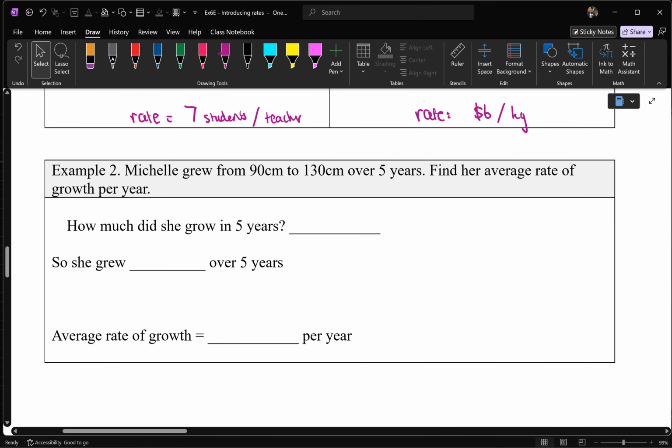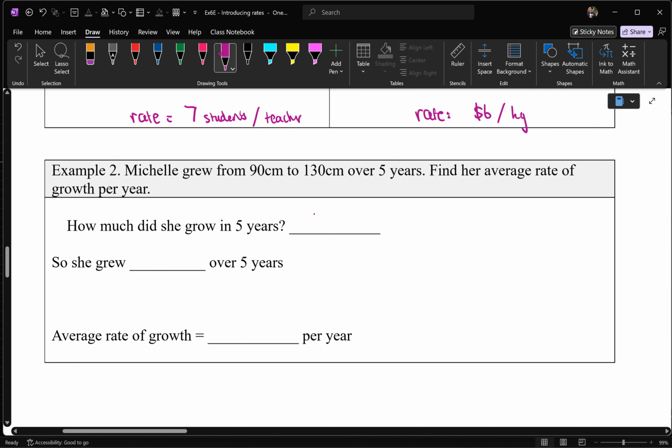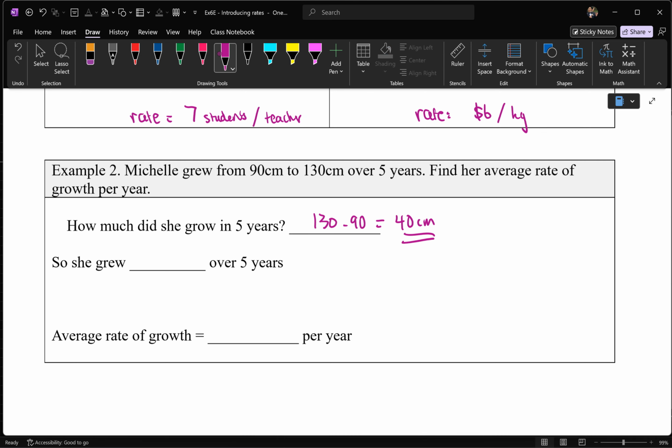So in example 2, Michelle grew from 90 centimeters to 130 centimeters over 5 years. So let's think about it then. Well, how much does she grow in those 5 years? 90 centimeters to 130. Well, 130 take away 90. She's grown a total of 40 centimeters, right? In 5 years. So if you were to write this down, she grew 40 centimeters over 5 years.